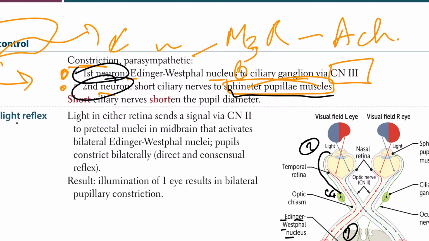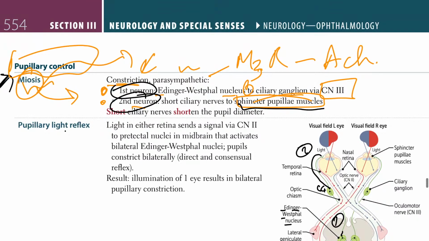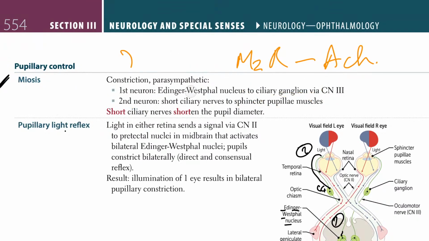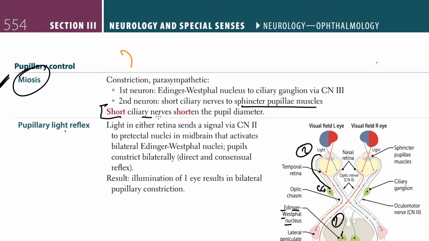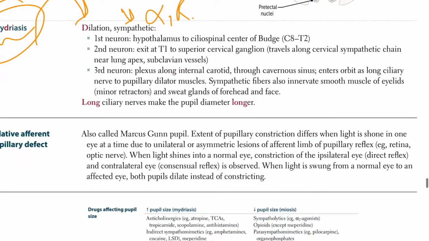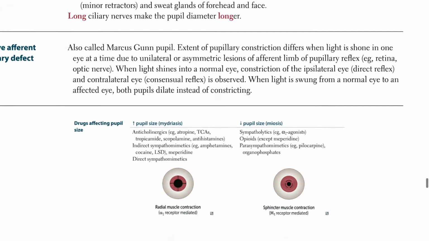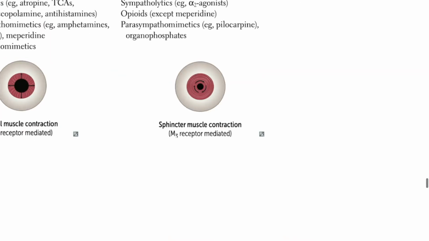Simple as that. But the high yield point is that for meiosis, the muscle that is going to constrict is the sphincter pupillary muscle. So here's the mnemonic: short ciliary nerves shorten the pupil diameter. Let's take a look at this image to make sense.